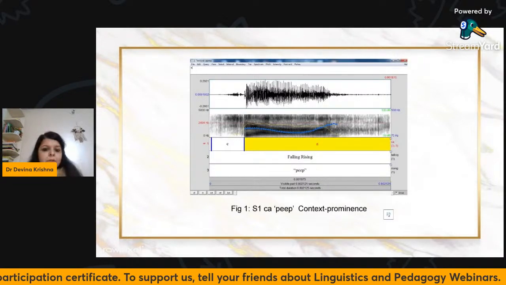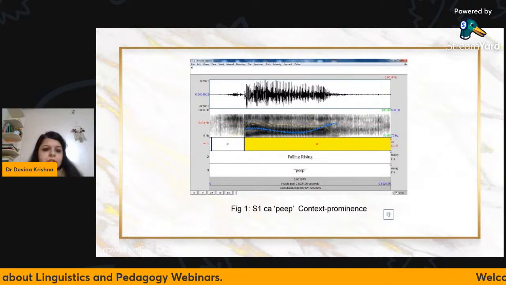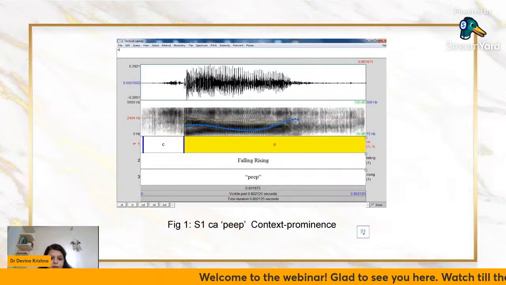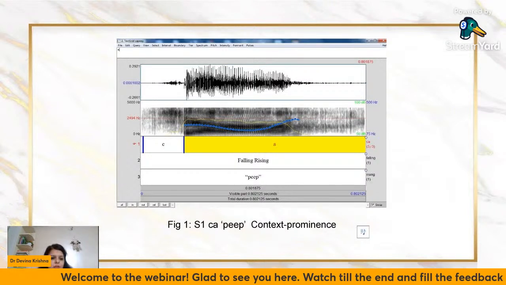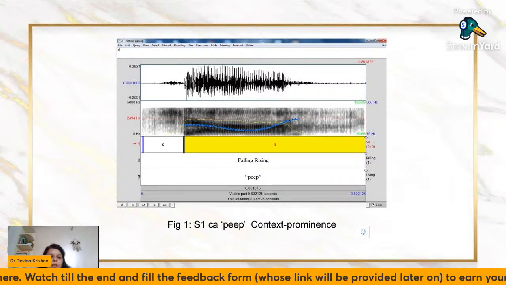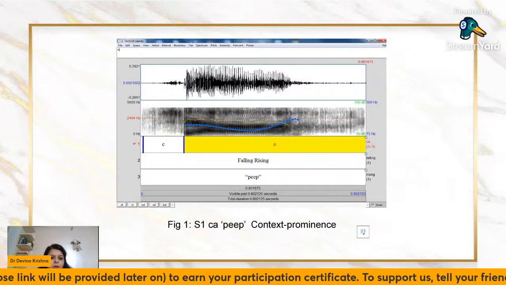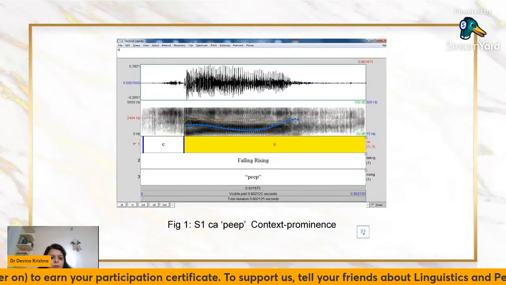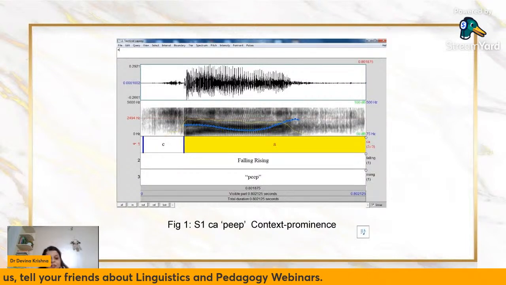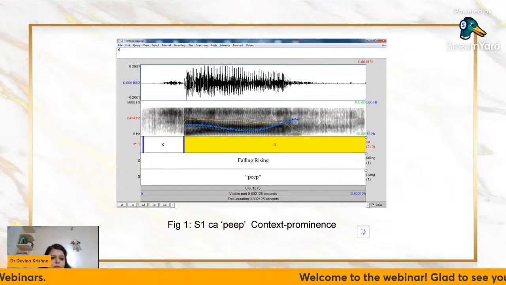So these are the illustrations, and I hope you are able to see. This is just to show how the spectrographs appear, or how a Praat illustration looks. This is the spectrograph, just a screenshot. This is the first speaker's articulation of the word cha, which means peep, as I told you. And this has a falling-rising contour, as you can see in the blue line. This is depicting the pitch of a person.